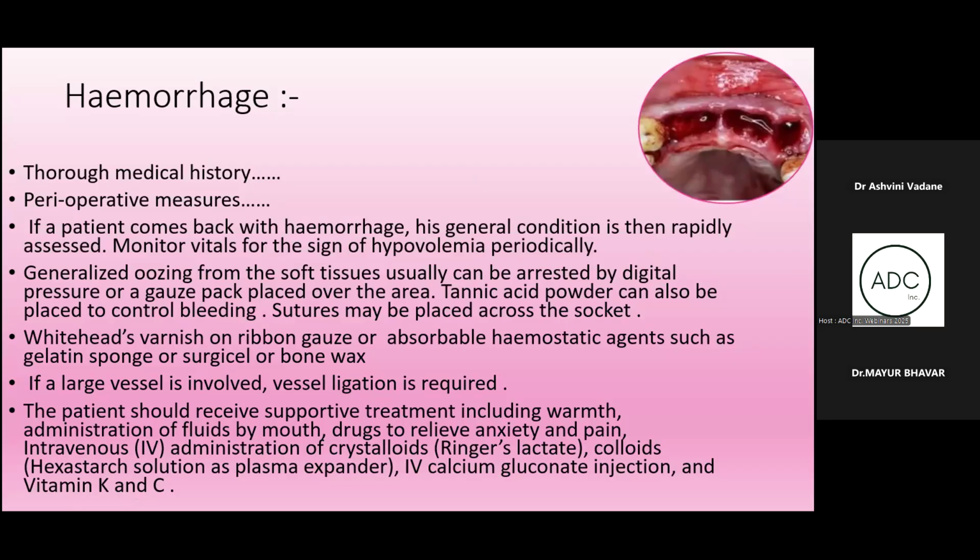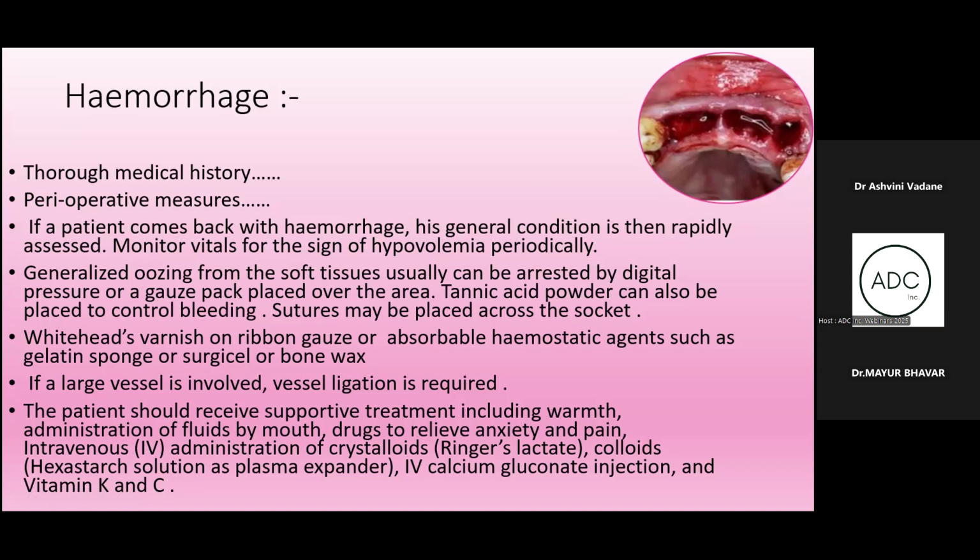So to avoid the hemorrhage, as I told, first of all, proper medical history is important. Then the peri-operative measures. What is meant by peri-operative measures? What we take while operating. Like there should be proper betadine irrigation. If possible, we can also do chlorhexidine mouthwash irrigation. That avoids further complications by providing an aseptic field while doing the surgeries.